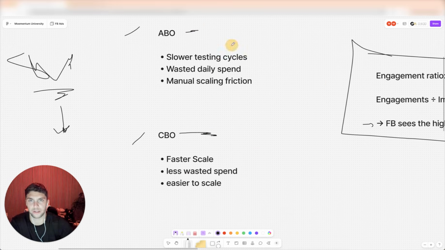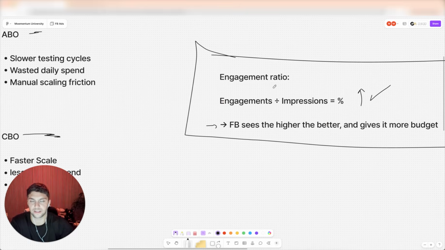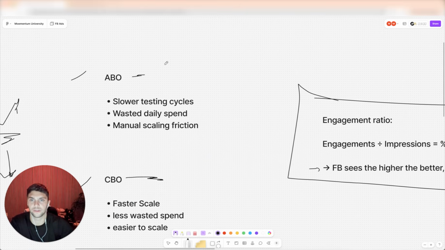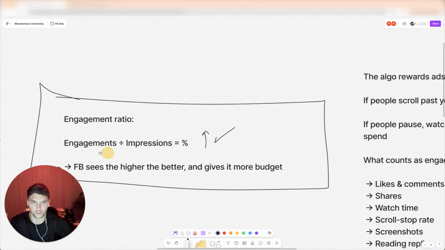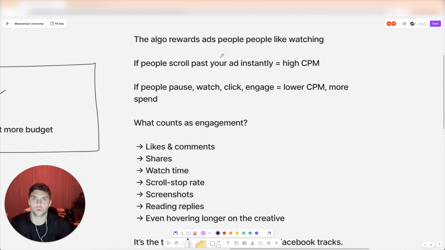Same thing for ABOs. Usually when you see metrics like this up, most likely this is what allows ads to go viral, and if ads are going viral, most likely they're actually producing new results. Pretty straightforward. So the algorithm rewards ads people like watching. If you scroll past your ad instantly, high CPM, the higher the CPM, most likely the lower the ROAS, and that's not what we want.